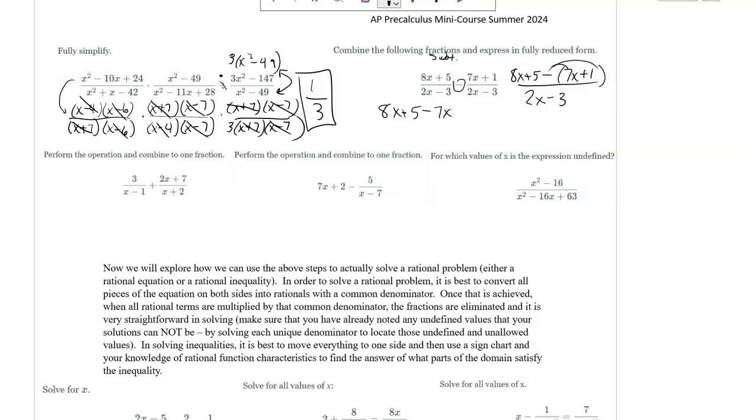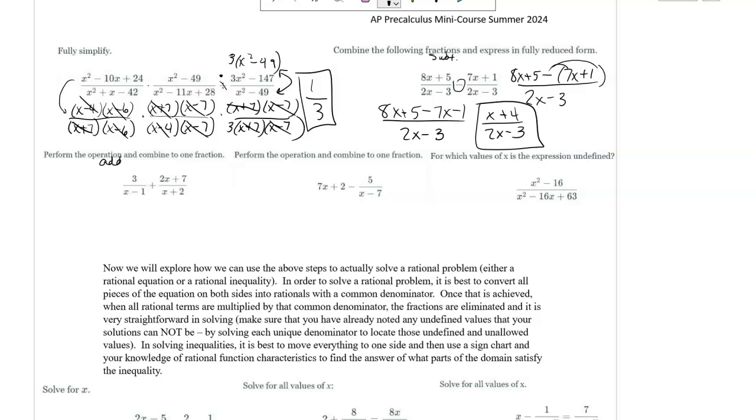So this would be a minus 7x and a minus 1. And then I reduce if I can. 8x minus 7x, 5 minus 1. This ends up being my answer. And we are done.